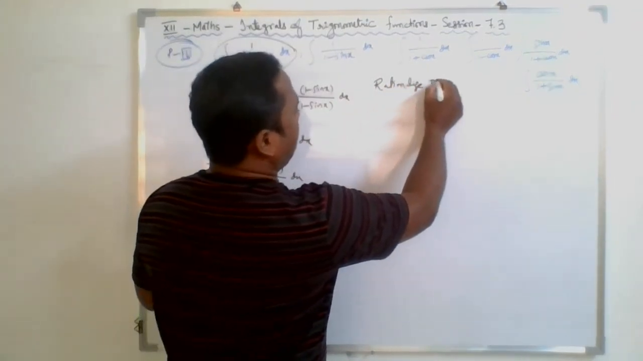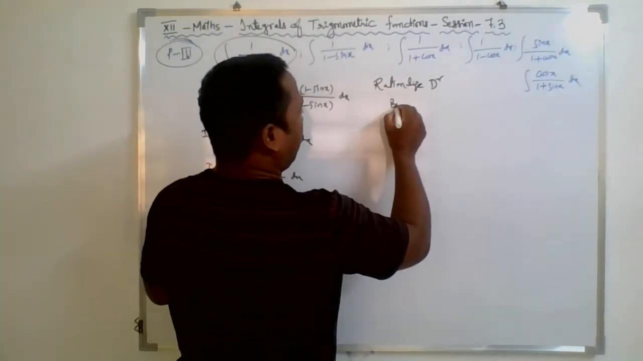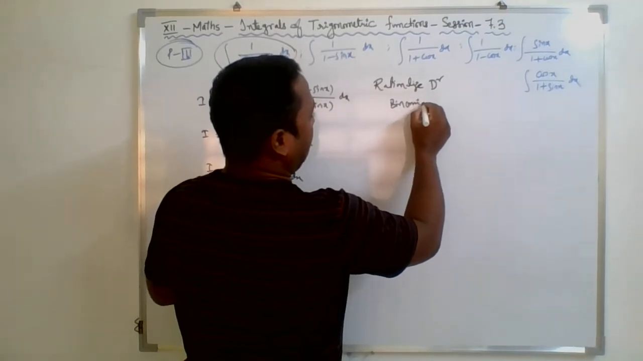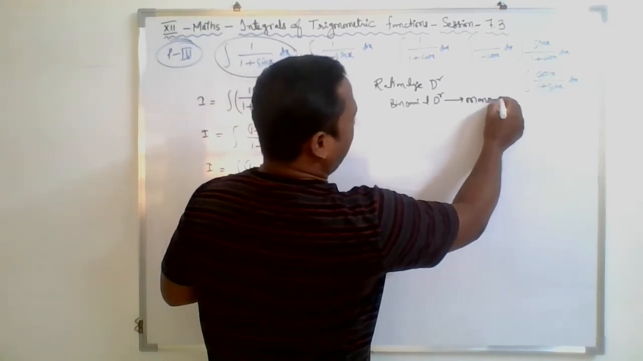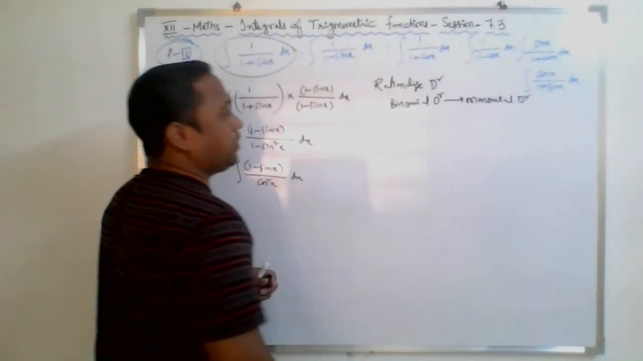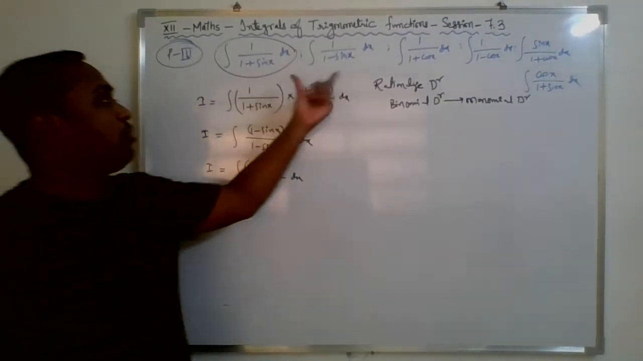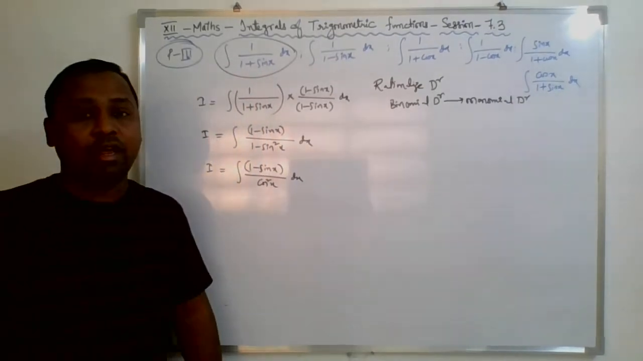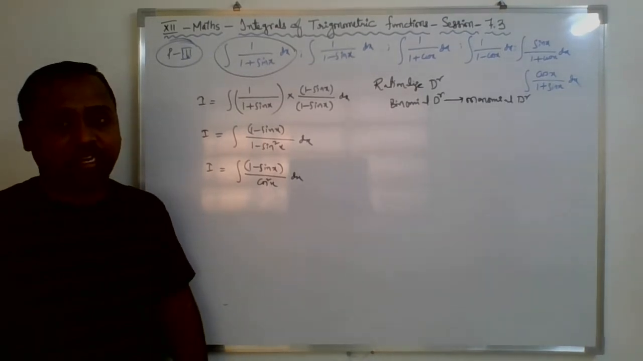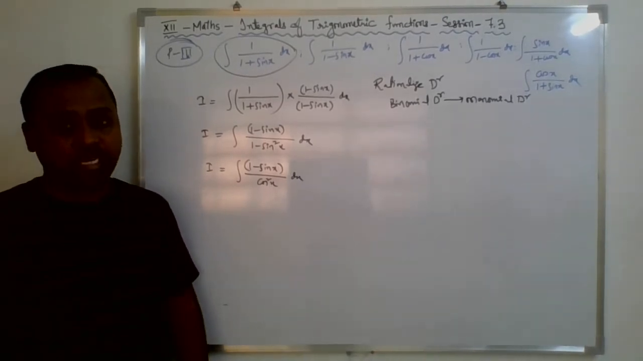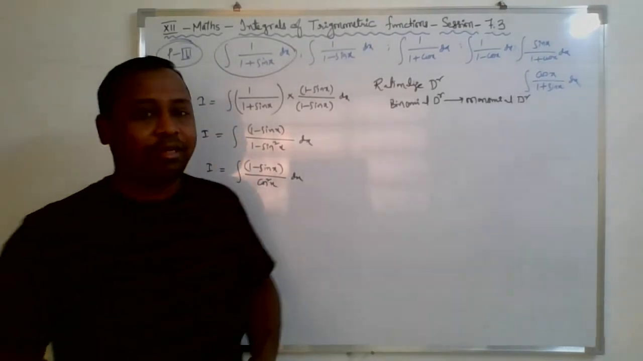Rationalize the denominator. What is the concept? Convert the binomial denominator to a monomial denominator. This is the basic purpose of the method here. I want to convert the binomial denominator into a monomial denominator so that I can separate the fraction into two simpler fractions and then do the integrals separately. This is the logic behind this method.